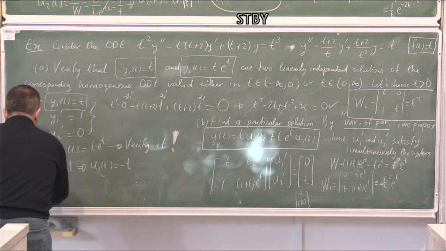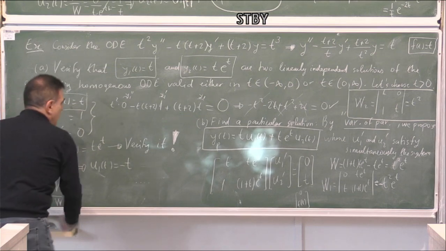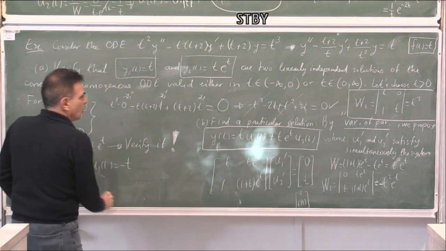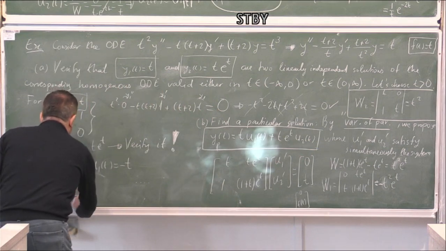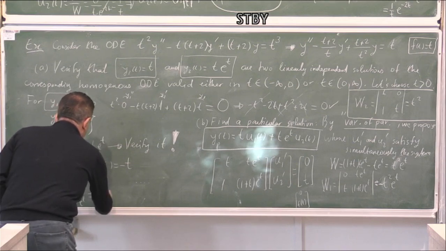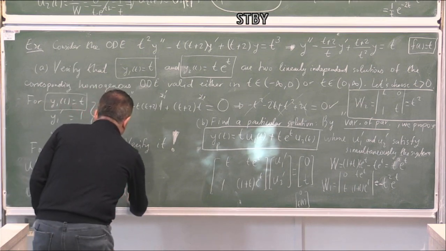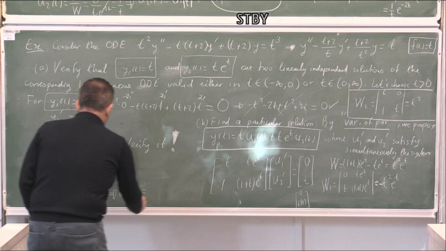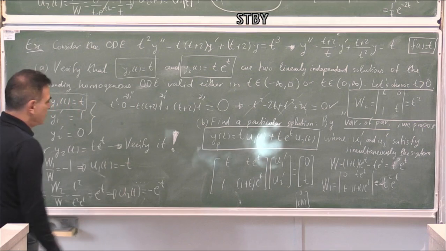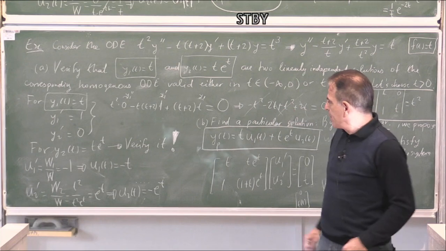So what is u2 prime? Omega 2 over omega. Omega 2 is t squared, so we get t squared over t squared e to power t. So we have e to power minus t. So u2 of t, on integrating, is minus e to power minus t plus some constant.